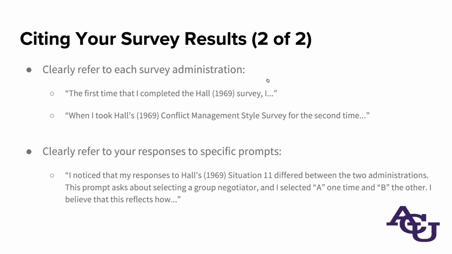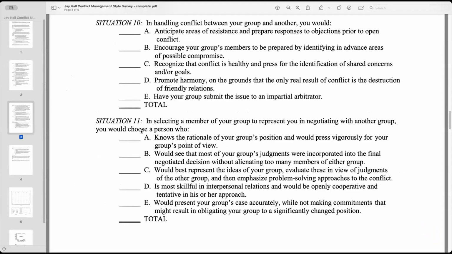And let's just make that a little bit more concrete by looking at an example here. Situation 11 asks, in selecting a member of your group to represent you in negotiating with another group, you would choose a person who, this is going to depend a bit on which group. So if I'm looking at E, would present your group's case accurately while not making commitments that might result in obligating your group to a significantly changed position.